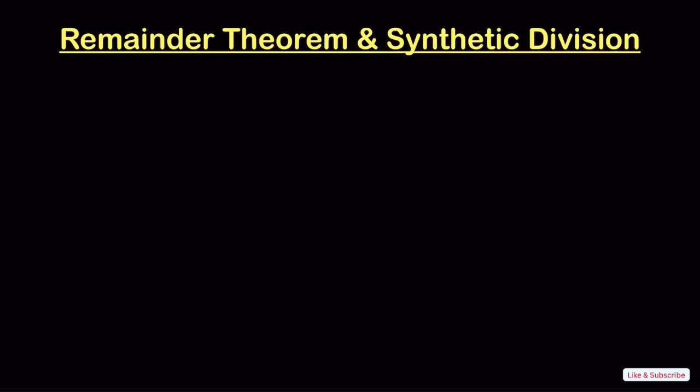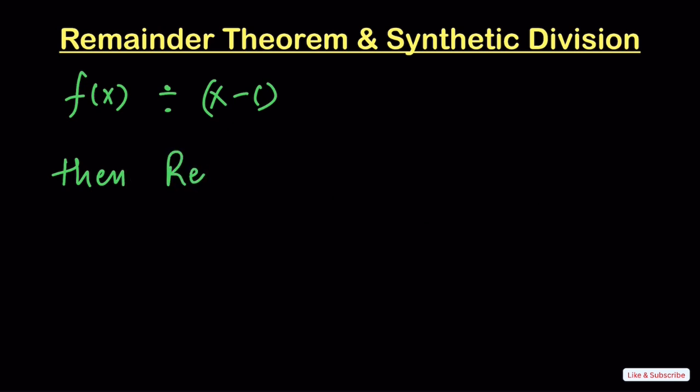In this video, we will learn how to use the remainder theorem. If a polynomial function f of x is divided by x minus c, then according to the remainder theorem, the remainder is equal to f of c. How can we do this?